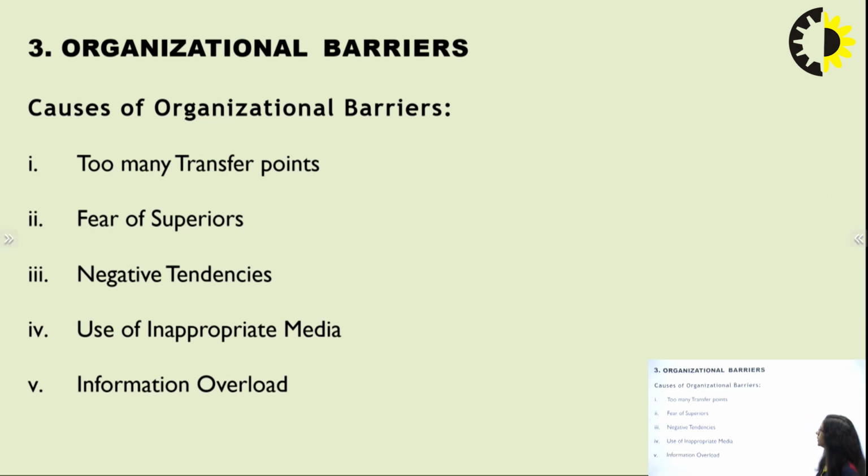Now, we will discuss the third type of barriers, organizational barriers. Communication barriers are not only limited to an individual or two people, but exist in entire organizations. Every organization, irrespective of its size, has its own communication techniques, and each nurtures its own communication climate. The most common reasons for organizational barriers are too many transfer points, fear of superiors, negative tendencies, use of inappropriate media, and information overload.